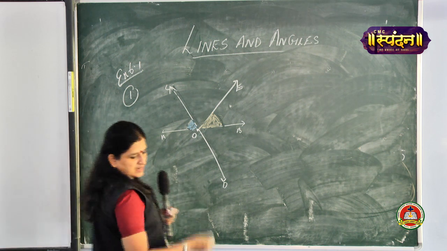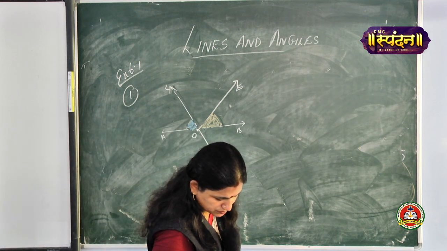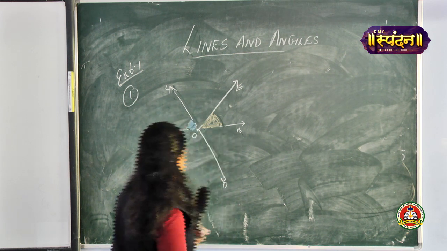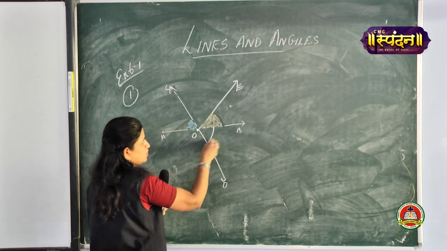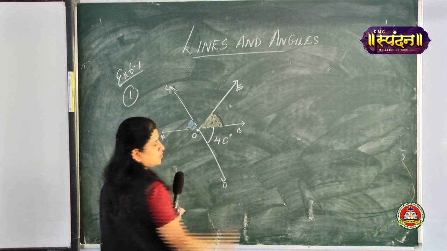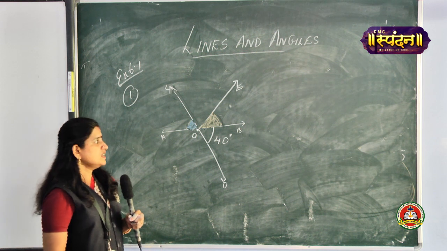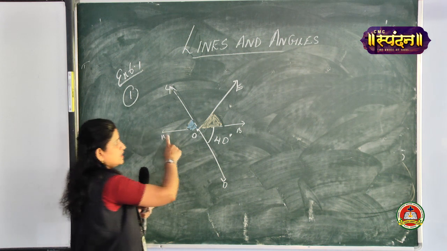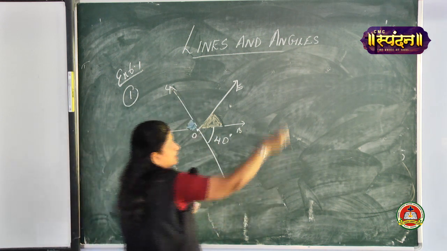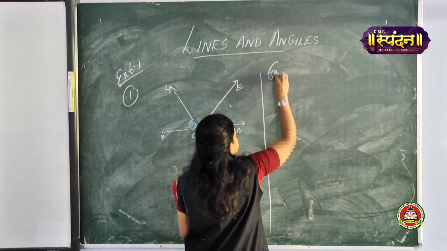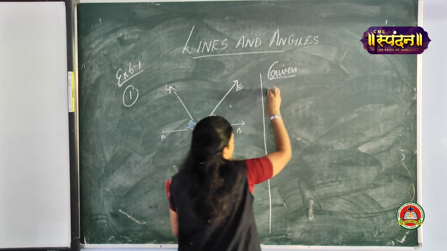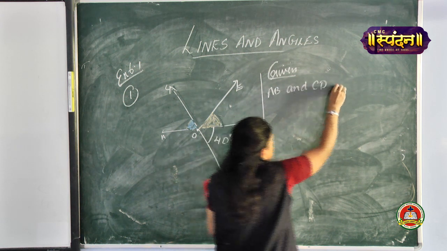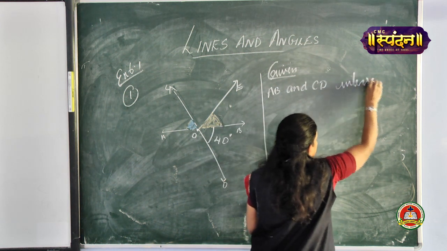Let me read the next part of the question. And angle BOD is equal to 40 degree. So, this angle BOD is given as 40 degree. By seeing the question, you should know what are all given in the question. First, it is given AB and CD is a line. So, let me write it over here. Given AB and CD intersect at O.